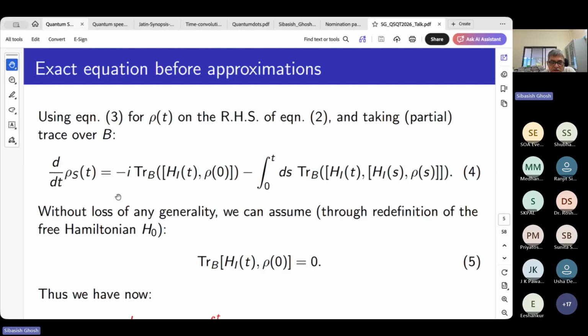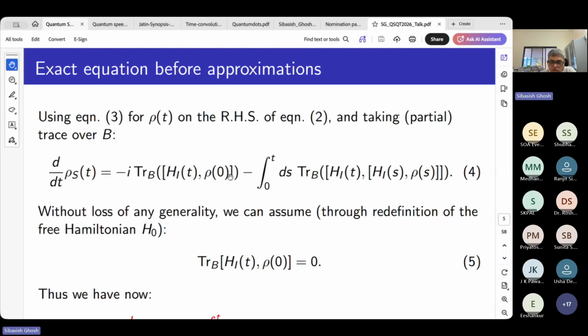Now you take the trace over the bath degrees of freedom. So what you will get is the state rho_S at time t, and you take the time derivative of that. You will get this expression on the right hand side. The first one is the single commutator, and the second one is the integral of the double commutator.